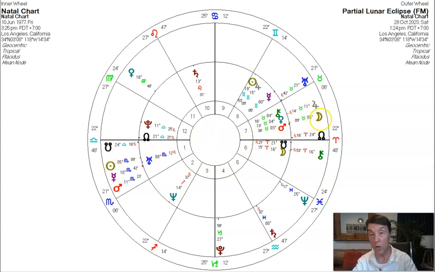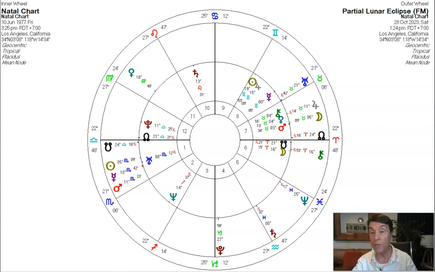A lunar eclipse is always a full moon. Always. It can't be anything else. A solar eclipse is going to be a new moon. So when you're looking at a lunar eclipse, you're mainly going to be focused on the moon over here, and there it is at 5 degrees of Taurus. That's the actual eclipse degree. The sun is directly opposite at 5 degrees of Scorpio.